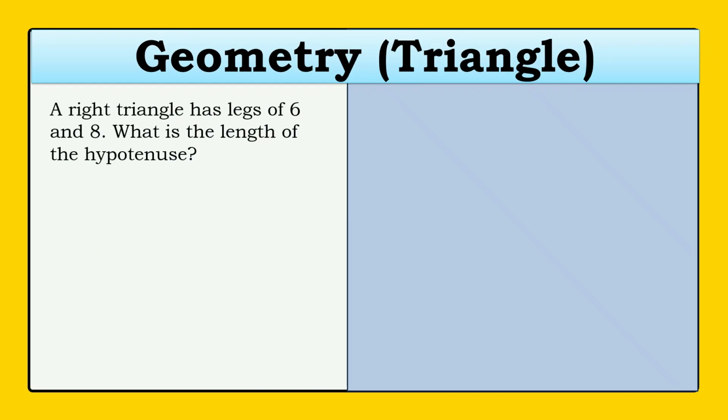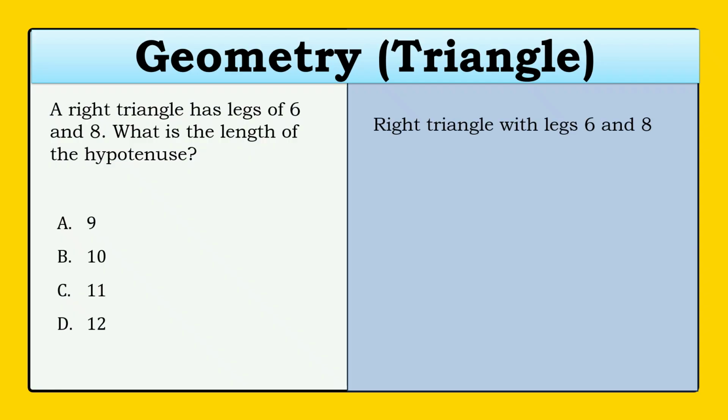A right triangle has legs of 6 and 8. What is the length of the hypotenuse? A. 9, B. 10, C. 11, or D. 12? What do you think the answer? Alright, let's find out. So a right triangle with legs of 6 and 8, and we're going to find the length of the hypotenuse. So we're going to use the Pythagorean theorem.